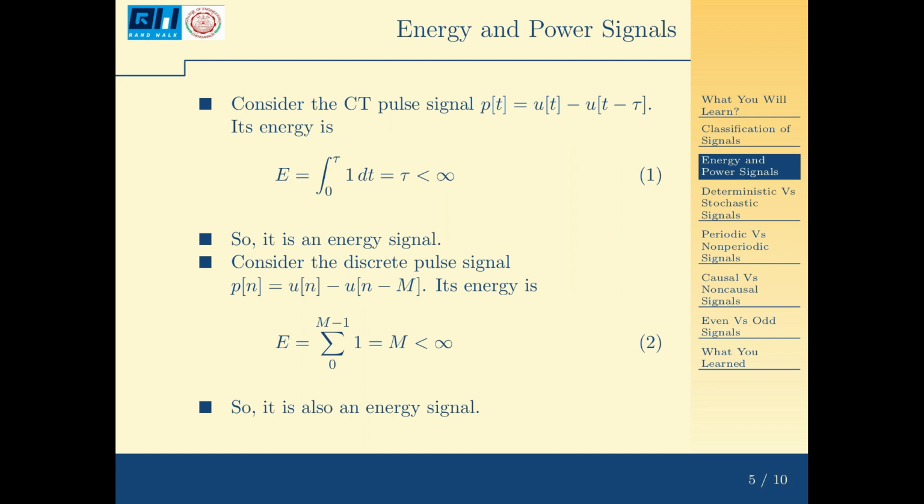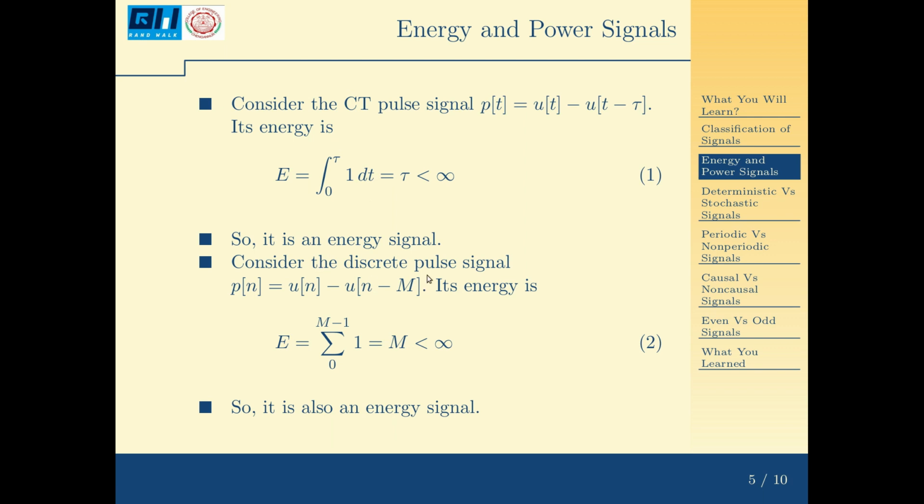Now consider another continuous time signal, a pulse signal, that is 1 from 0 to tau, that is u(t) minus u(t minus tau). So this pulse is high, or 1, from 0 to tau time. Everywhere else it is 0. So the energy of the signal is the integral from 0 to tau of 1 dt, so it becomes tau. This is less than infinity, so this pulse signal is an energy signal.